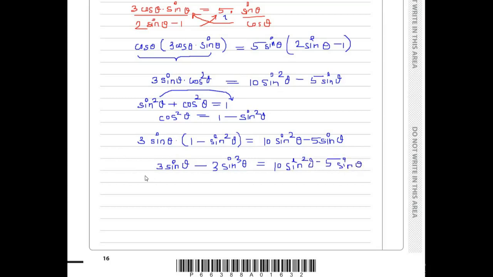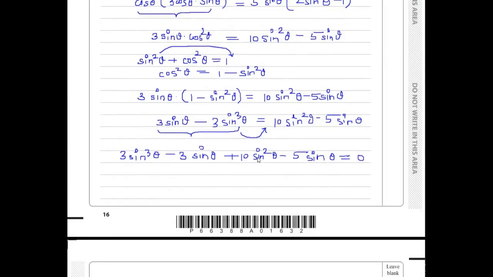Now let us gather all the sine terms on one side. So I'll be taking this term to the other side. So it becomes plus 3 sine cube theta minus 3 sine theta plus 10 sine square theta minus 5 sine theta is equal to 0. This is what we get.